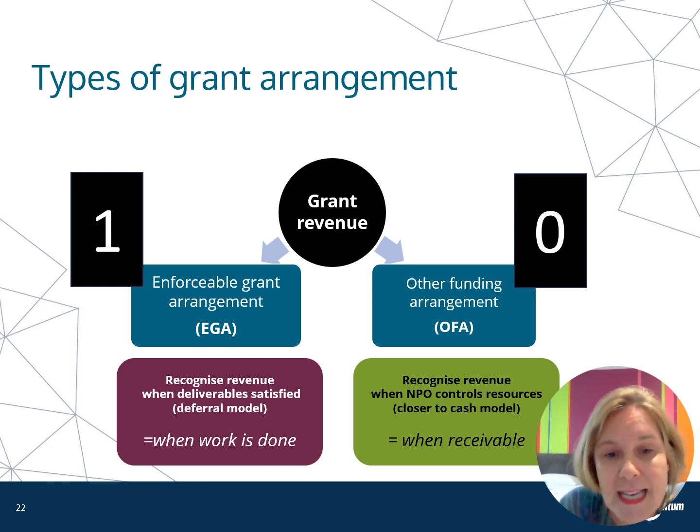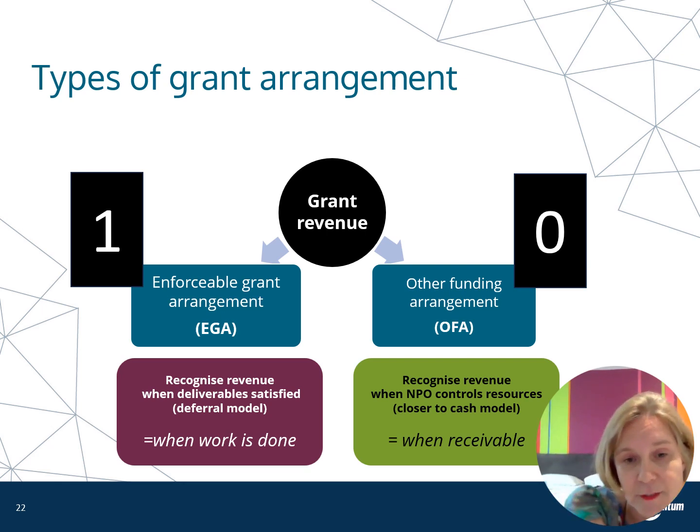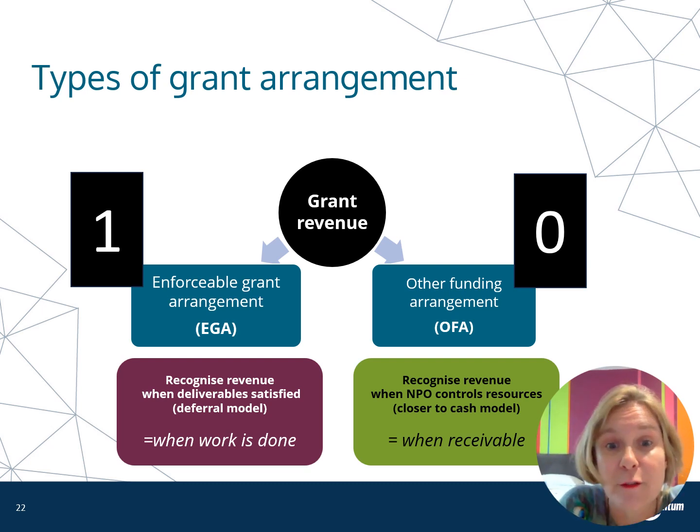And in this case, the EGAs, these enforceable grant agreements, are the ones that are recognized using this deferral approach, when the revenue is recognized as the work is done, as the deliverables are satisfied, as the obligations are met, if you like. So that's the one where we were recognizing 40,000 when we'd done activity 1 and recognizing the 60,000 when we'd done activity 2.